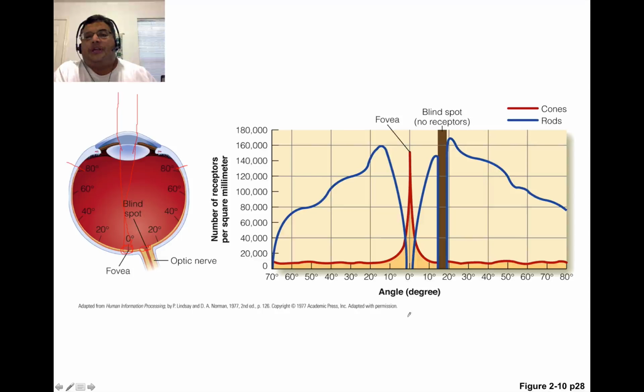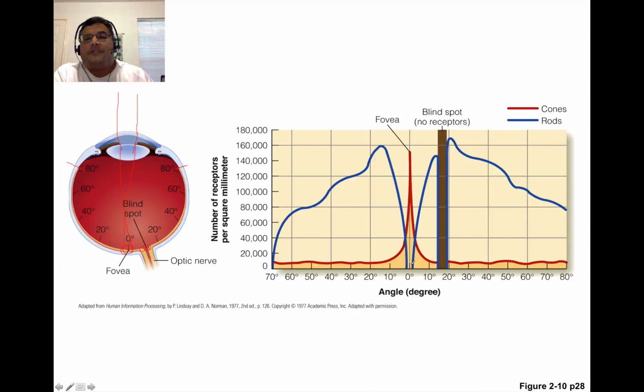If you look at this chart here, it gives us a measure of how many receptors there are concentrated in the retina. So along the x-axis here we have the angle, and this is the degrees. This is a measure of distance away from the fovea.